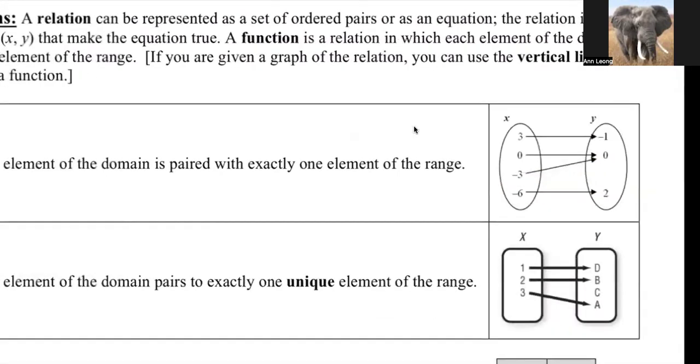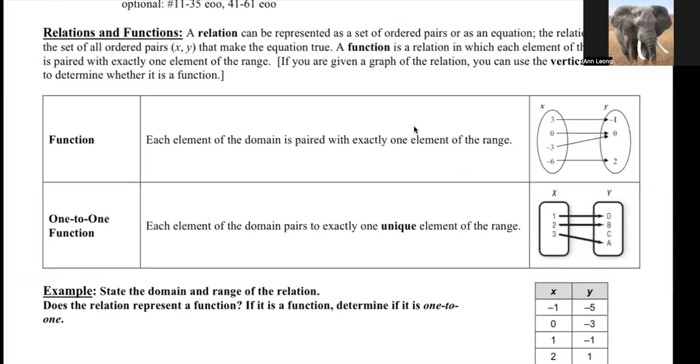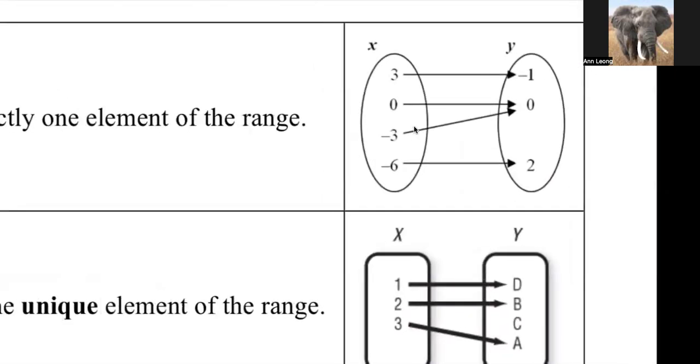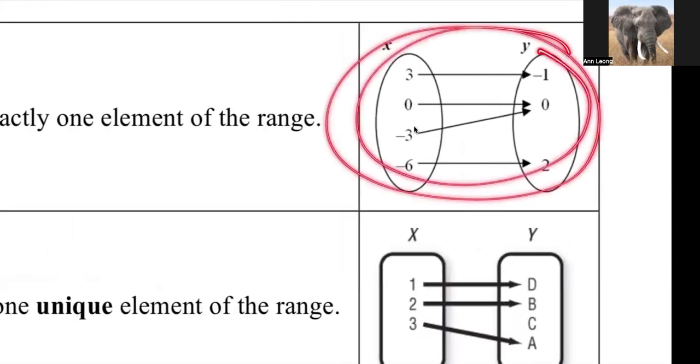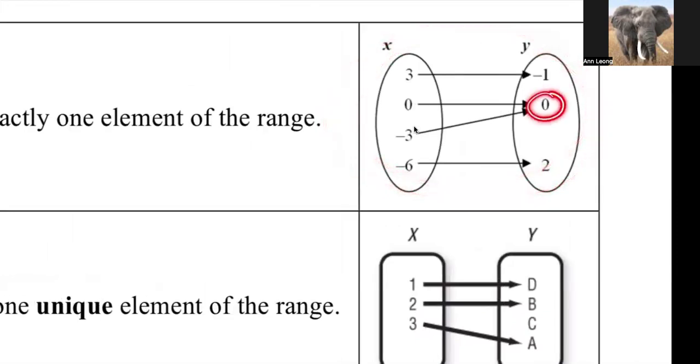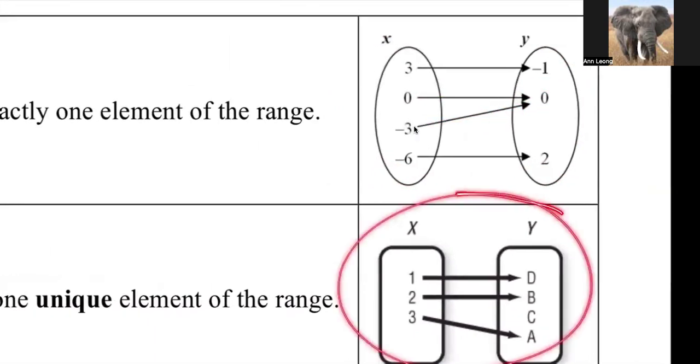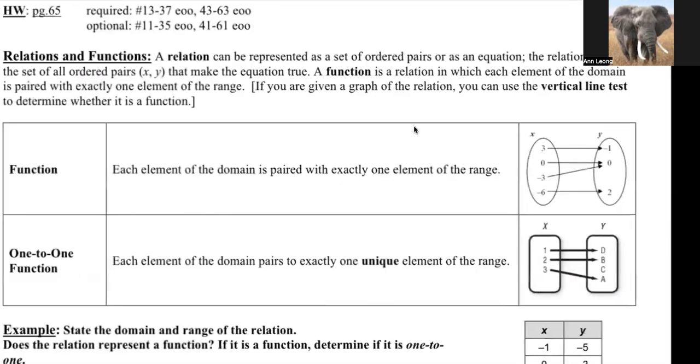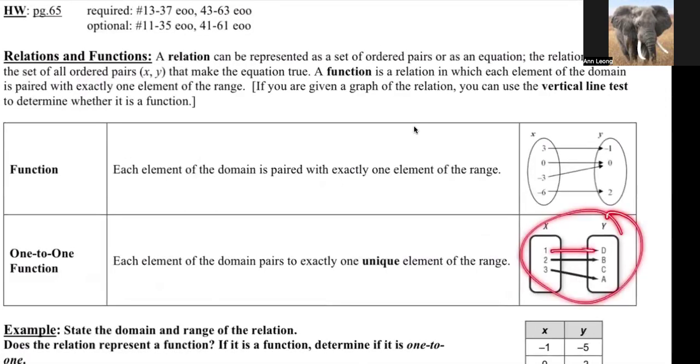Right? And another even more specific relationship is a one-to-one function where each element of the domain pairs to exactly one unique element of the range. So this one would not be one-to-one because this is not unique, right? They go to the same value instead of a unique one. This is considered a one-to-one function because each one is going to a different output.